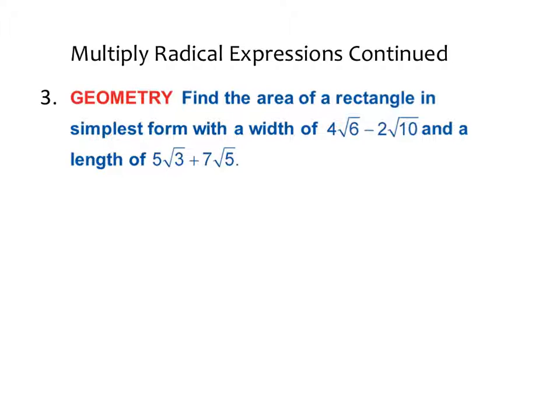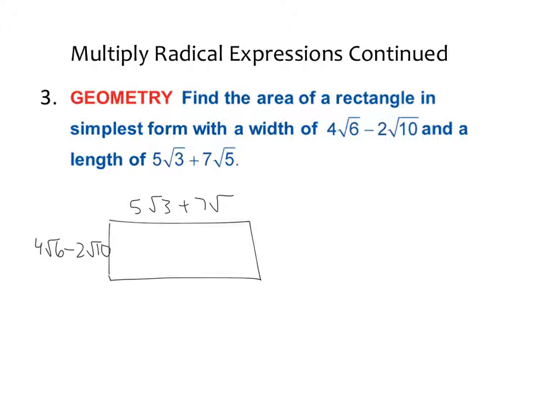Okay, so now let's look at a word problem under the multiplying radical expressions. So find an area of a rectangle in simplest form with a width of 4 square roots of 6 minus 2 square roots of 10 and a length of 5 square roots of 3 and 7 square roots of 5. So I'm going to draw a picture here of my rectangle, and my width is 4 square roots of 6 minus 2 square roots of 10, and my length is 5 square roots of 3 plus 7 square roots of 5.